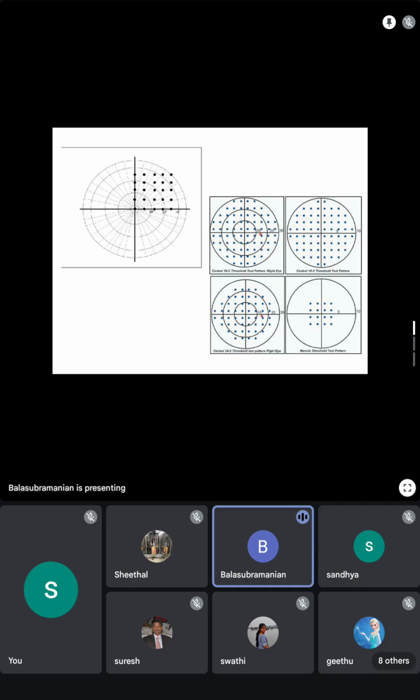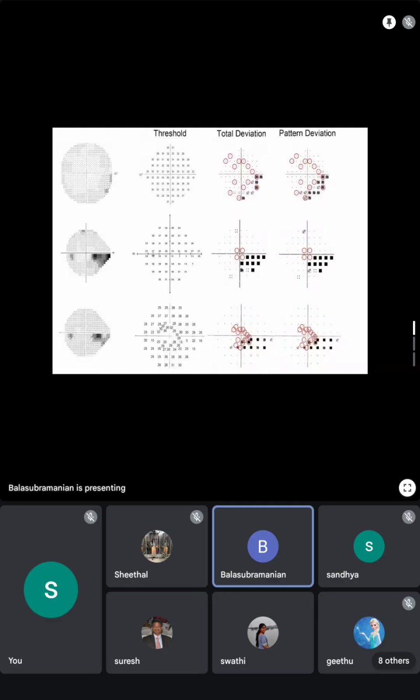Can we go to the next chart? Am I clear? Should I repeat? Clear. Go to the next chart. We saw about the 30-1 and 30-2.